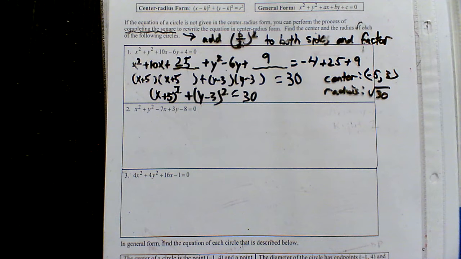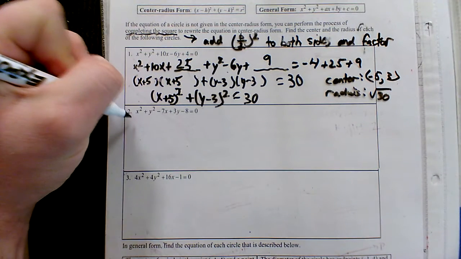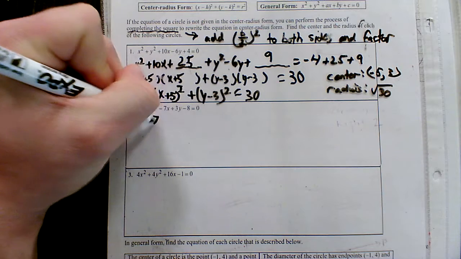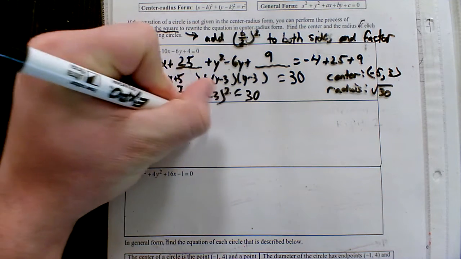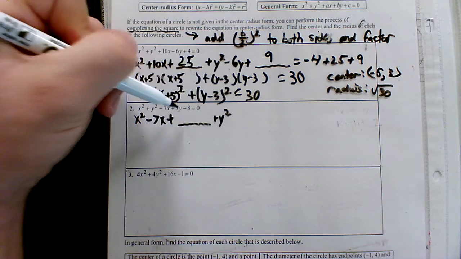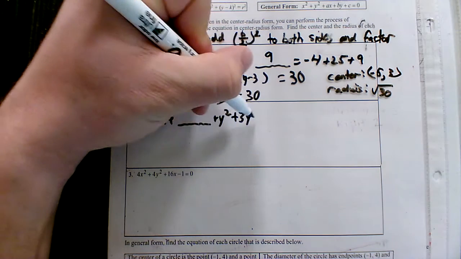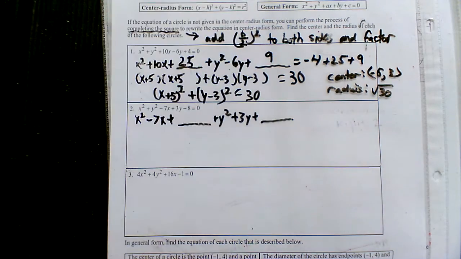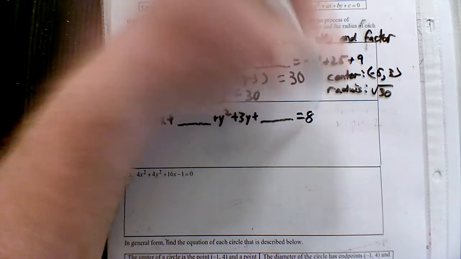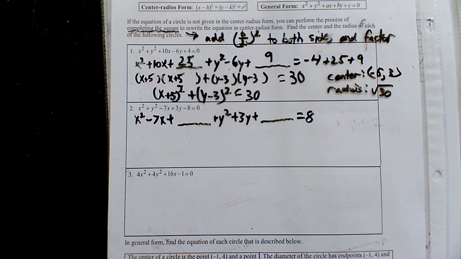Now the next one is going to be the same process, but there's going to be some fractions involved. Do you want to go through that one together to see how the fractions are involved in this? All right. So again, for the next one, put your x's together. So x squared, we have a minus 7x, plus, we don't know yet, we need to complete the square, plus y squared, plus 3y, plus, we don't know yet, we have to complete the square for that. And we're going to move that 8 over, so we get positive 8 on the other side. So that's our initial setup.